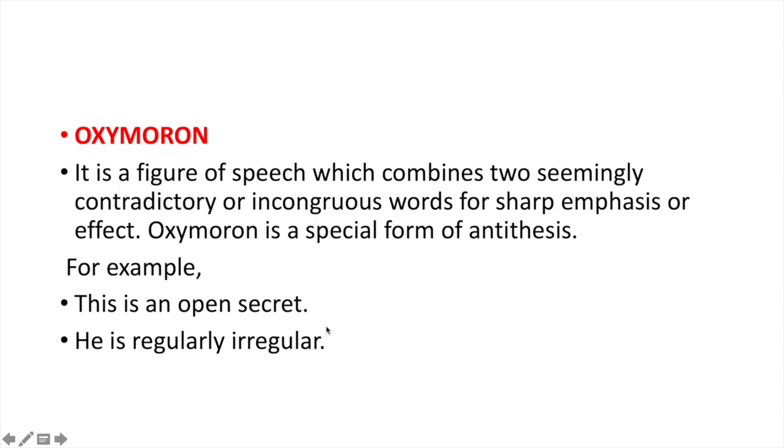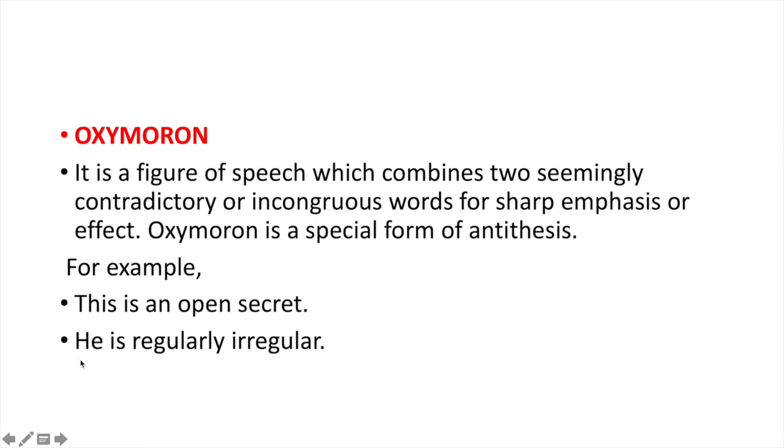Say for example, now this is an open secret. Now here the words open and secret are opposite to each other, because anything which is open cannot be secret and anything which is secret cannot be open. So both are opposite words and both are placed next to each other, one after the other. There is no other word between them. Whereas in case of antithesis, there will be at least one word between these two opposite words. So this is the only difference between antithesis and oxymoron.